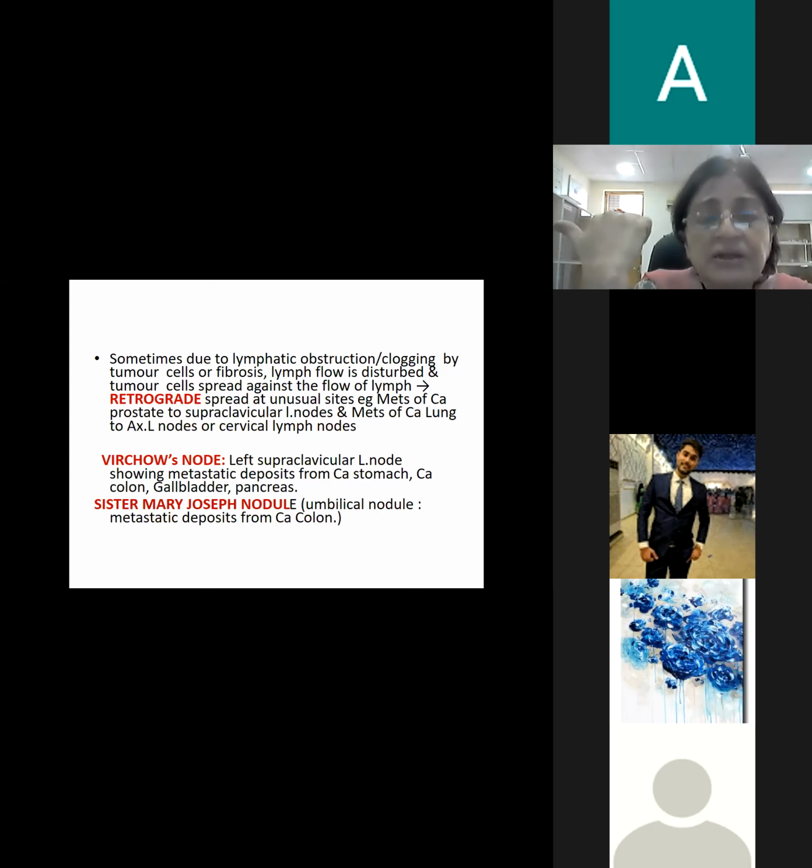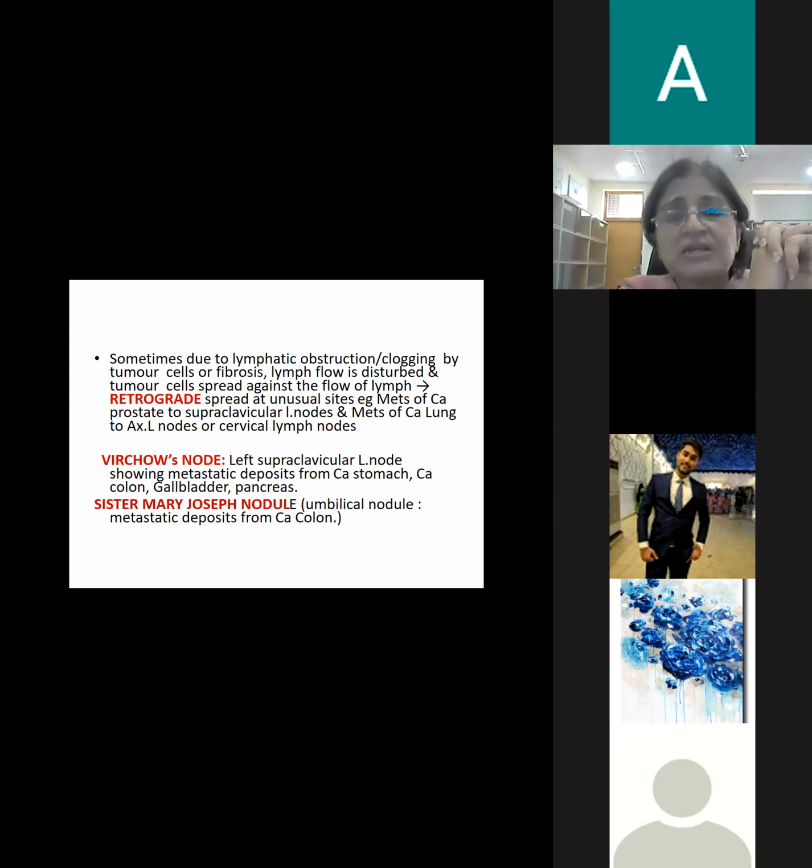And similarly, metastatic deposits of cancer of the lungs should usually go to the nearby lymphatic group, that is, to the perihilar lymph nodes, but if they go to the axillary lymph nodes or the cervical lymph nodes, these are known as retrograde type of spread. Now what is a varicose lymph node?